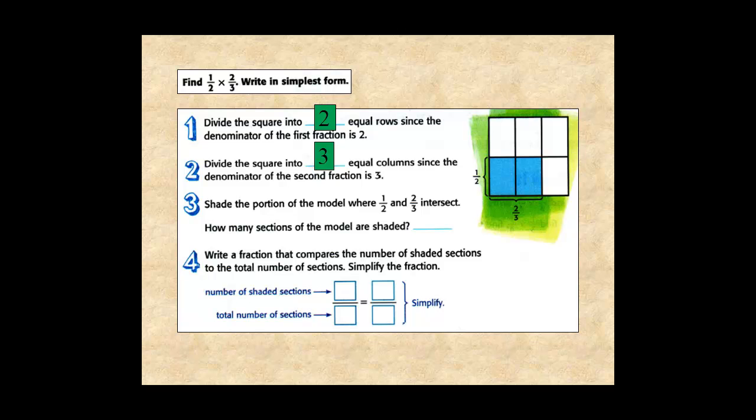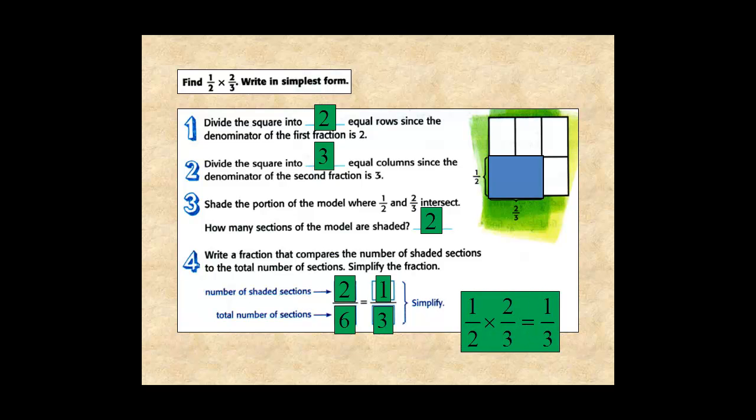Then shade the portion of the model where 1/2 and 2/3 intersect. 2 sections of the model are shaded. So now you can write the product. The numerator is the number of shaded sections. The denominator is the total number of sections, for 2/6, which simplifies to 1/3. So the product of 1/2 and 2/3 is 1/3.